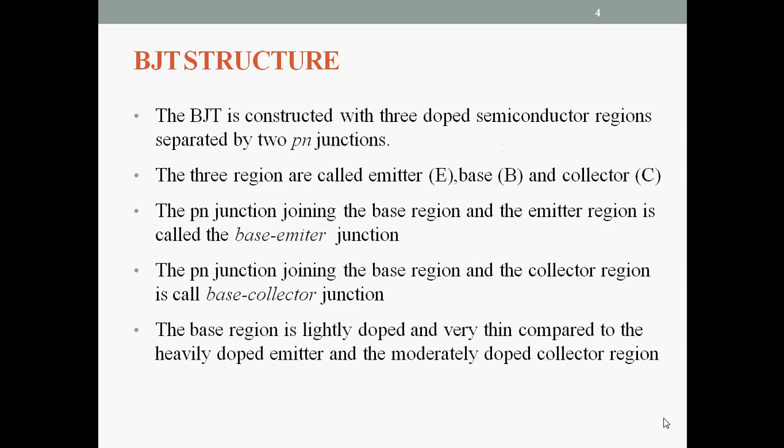BJT structure. A BJT is constructed with three doped semiconductor regions separated by two PN junctions. The three regions are called emitter, base and collector. The PN junction joining the base region and the emitter region is called the base-emitter junction, and the PN junction joining the base region and the collector region is called the base-collector junction. The base region is lightly doped and very thin compared to the heavily doped emitter and the moderately doped collector region.